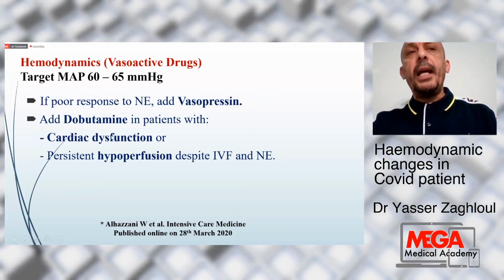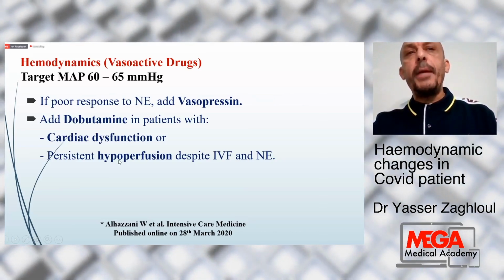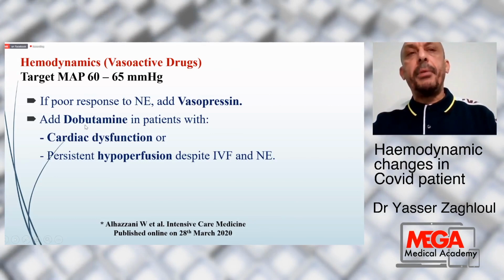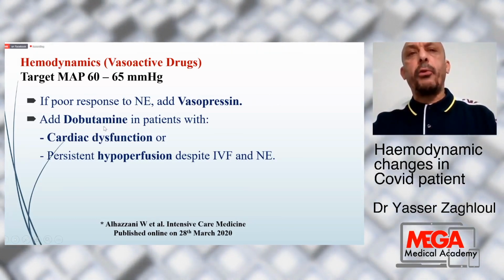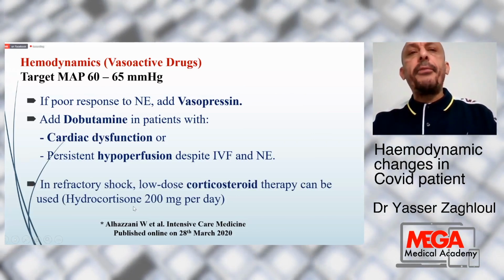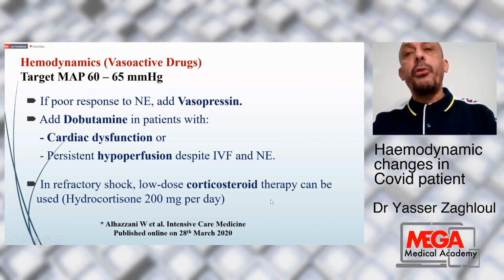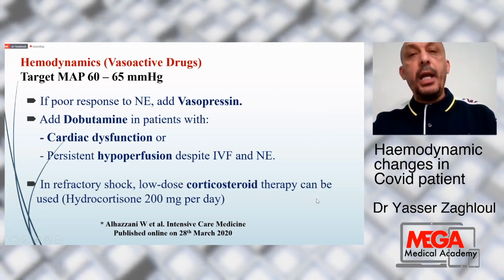If the patient still has cardiac dysfunction or hypoperfusion, dobutamine can be added. Usually in patients with low ejection fraction, dobutamine is a good choice. In refractory shock, low-dose corticosteroids can be used.